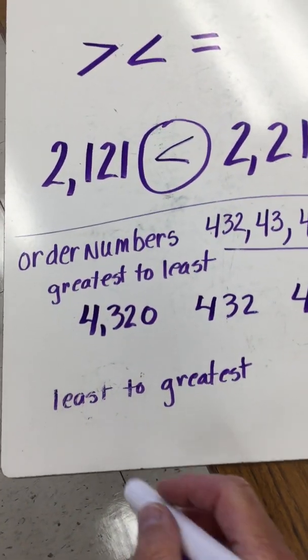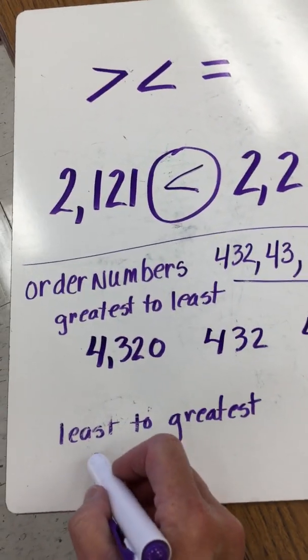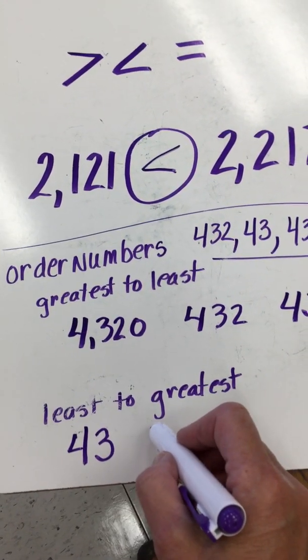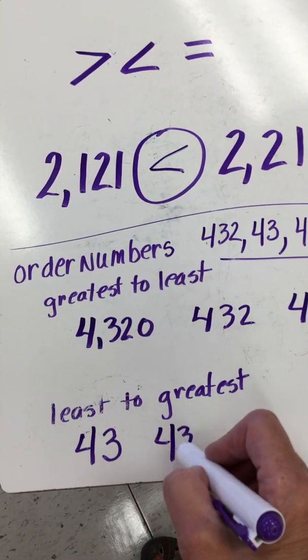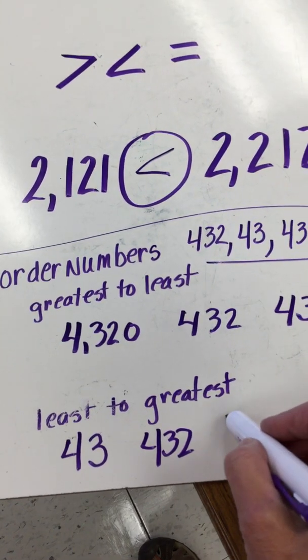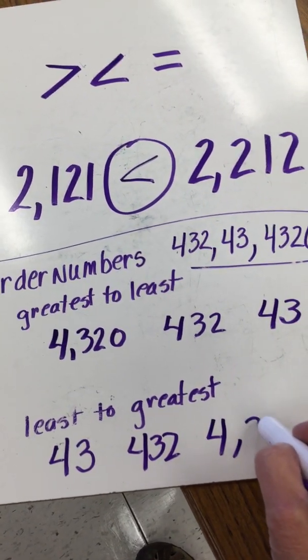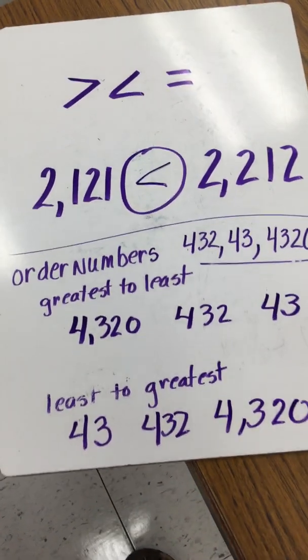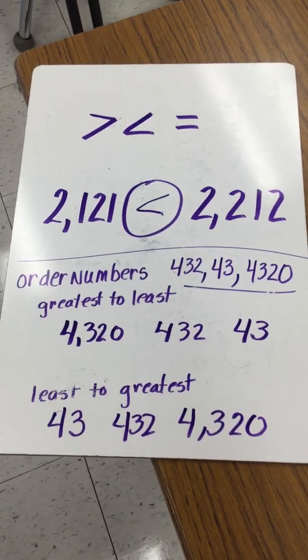And then least to greatest would be the opposite order. 43 is my smallest number, then 432, and then 4,320. That's ordering or comparing numbers, okay?